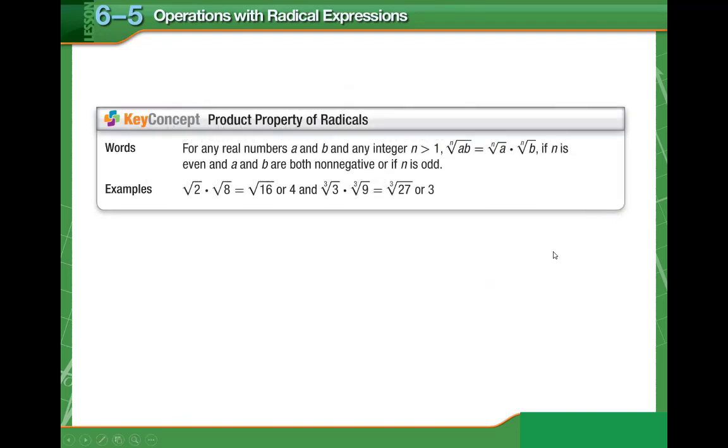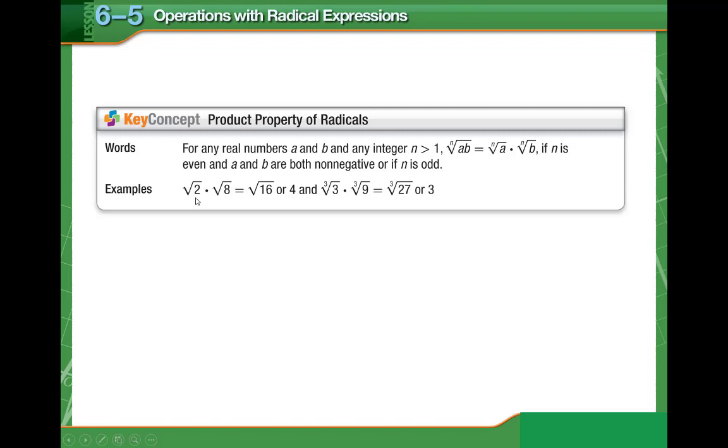The product property says that for any real numbers a and b, and for any integer n greater than 1, the nth root of ab has to equal the nth root of a times the nth root of b, if n is even and a and b are both non-negative, or if n is odd.